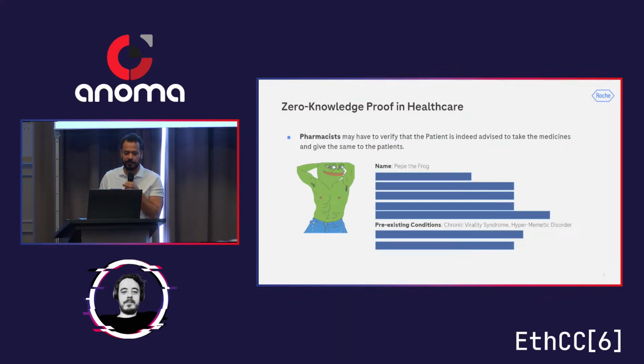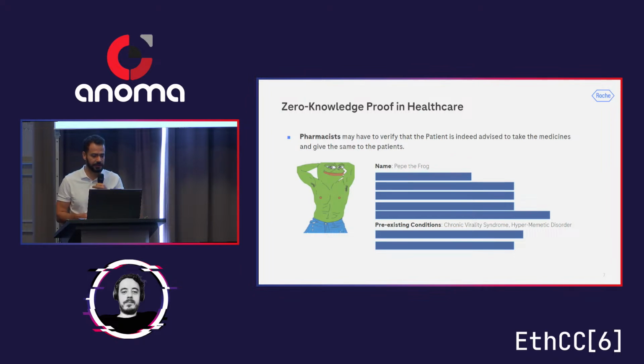However, if Pepe wants to go to the pharmacy and get some medication, he doesn't need all this data to reveal. All he needs is his name, his picture on the ID should look like the person who's holding that ID, which is not so hard. And of course, he needs to have a prescription that says what is the condition that Pepe has. In this case, he has chronic variability syndrome or hypermemetic disorder.